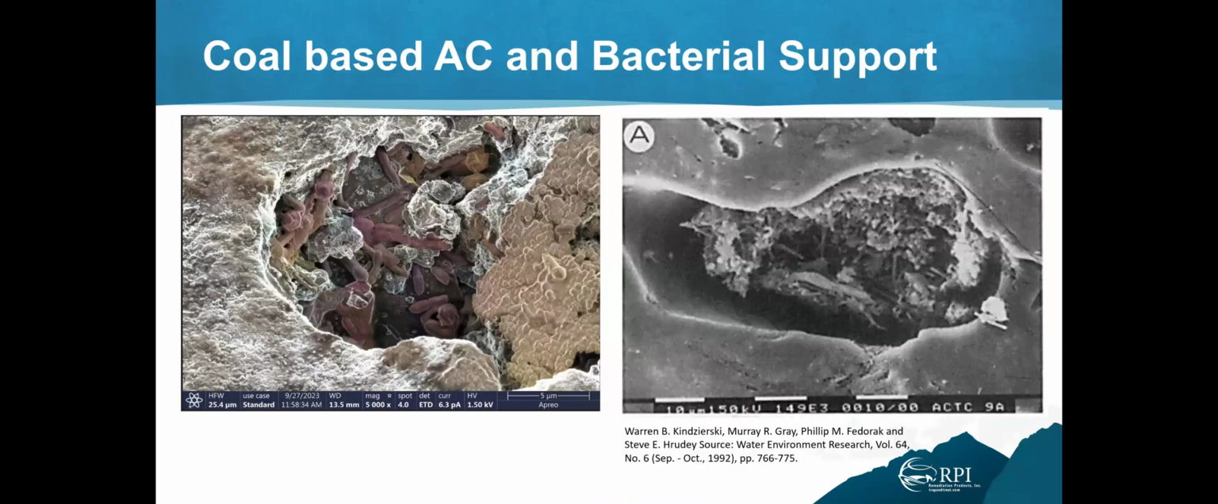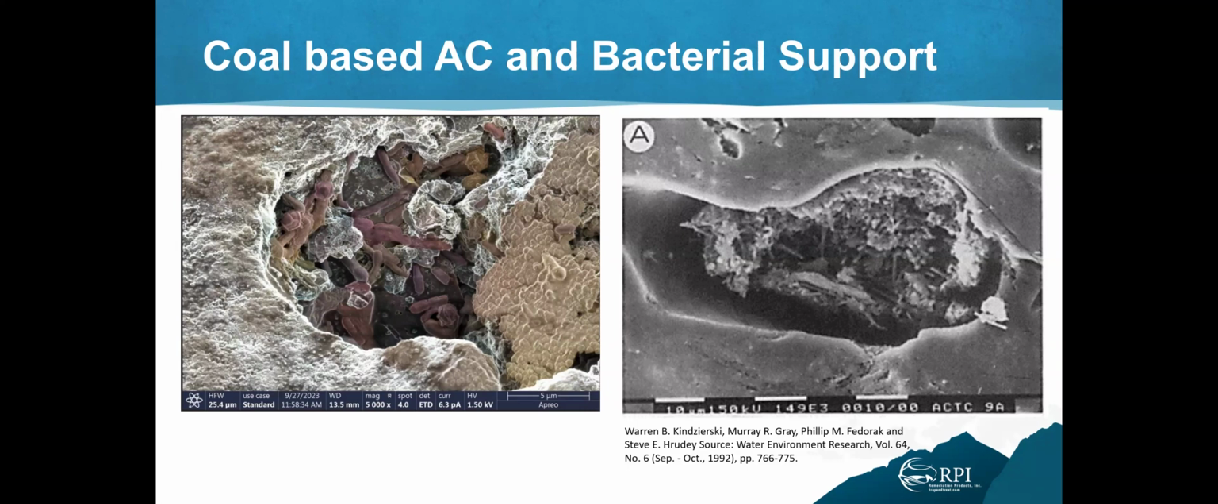Here's another picture that emphasizes the importance of activated carbon, and activated carbon of a particular kind. We'll start with the picture on the right first. This is Warren Kinzierski. He did this picture. It's at a slightly lower magnification than the one on the left, but this is a pore in activated carbon, and you see that the pore is full of microbes. Note that around the edge, there's not really much growth.